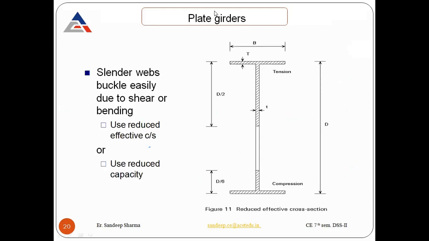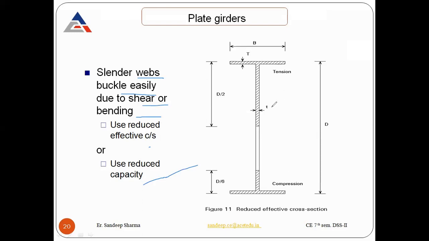So again, you can see here the slender web buckles easily due to the shear or the bending, and we use the reduced effective cross section, and reduce the capacity as well.